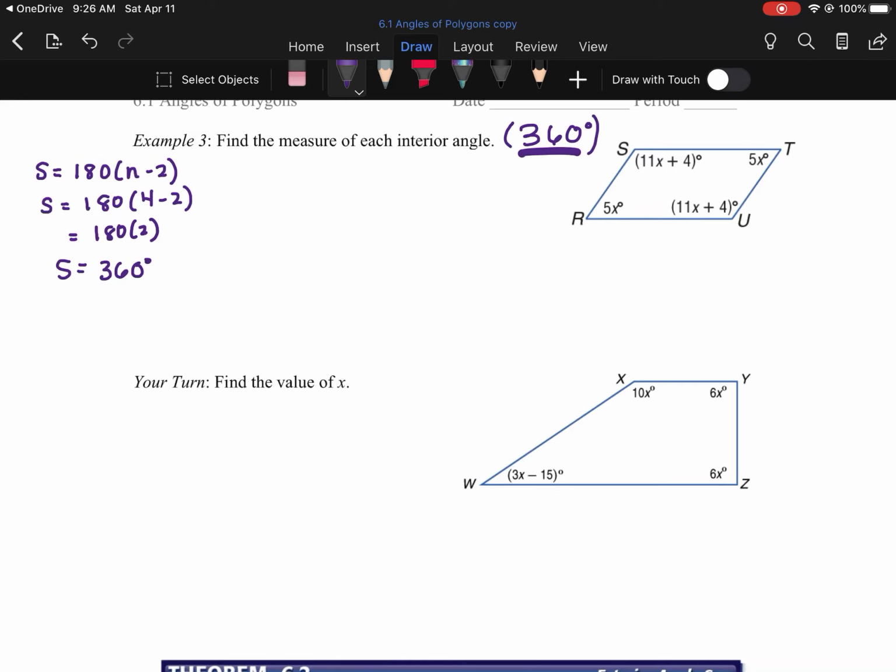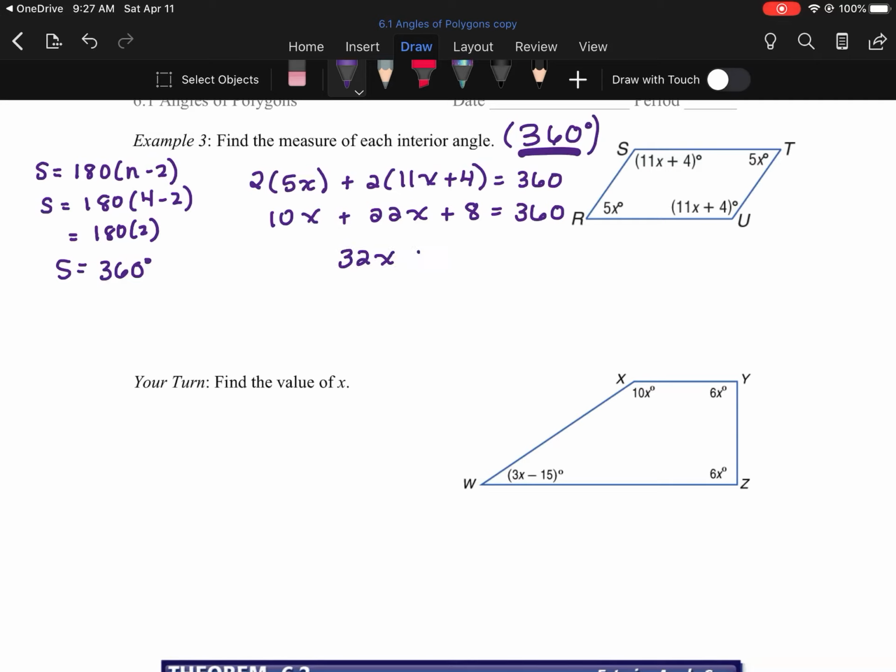All right, so I can add all of the angles up and set them equal to 360, just as we did with the triangles, but I'm going to shorten it a little bit. So I have two angles that are 5x plus two angles that are 11x plus 4, and that's going to equal 360. So I'm going to get 10x plus 22x plus 8 equals 360. And we get 32x plus 8 equals 360. Subtract 8 from both sides. So 32x is equal to 352. And then x is going to equal 11.